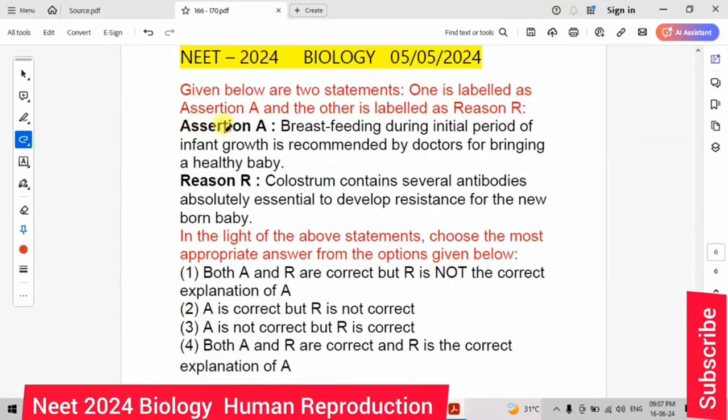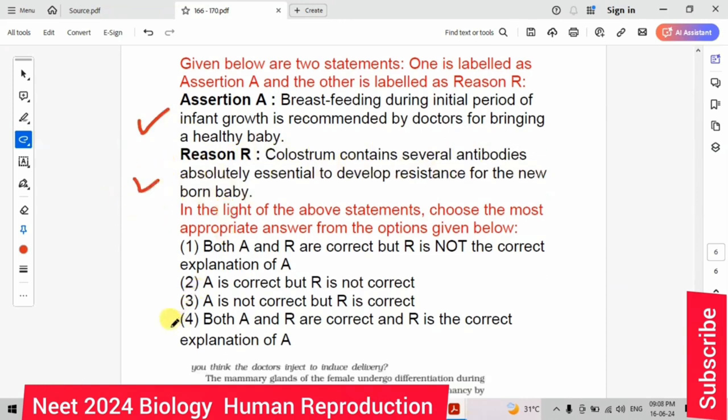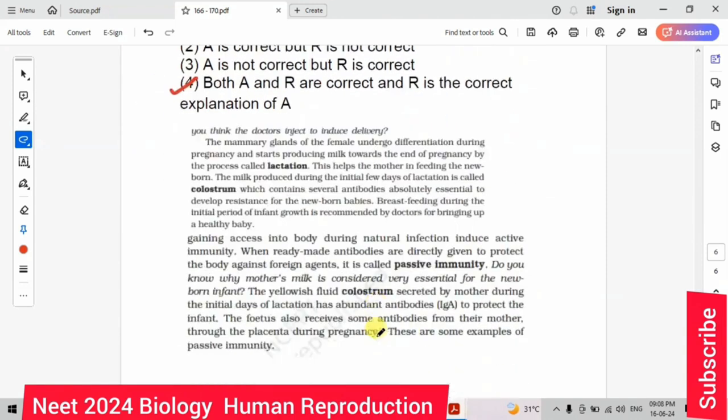Assertion: breastfeeding during the initial period of infant growth is recommended by doctors for bringing up a healthy baby, and it is right. Next, the reason: colostrum contains several antibodies absolutely essential to develop resistance for the newborn baby, and it is also right. So it is option 4. Both assertion and reason are right, and the reason is a correct explanation for the assertion. You can see the NCERT here, from the chapter known as Human Reproduction.